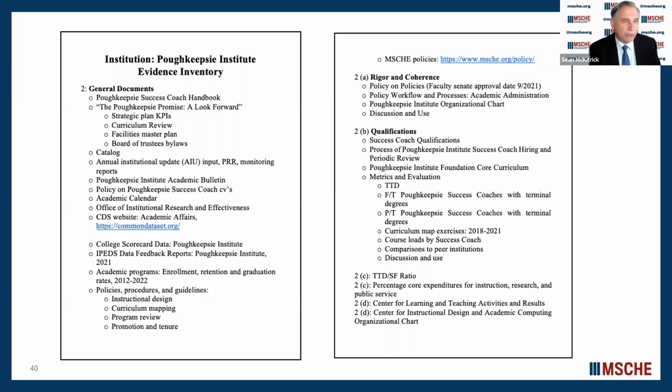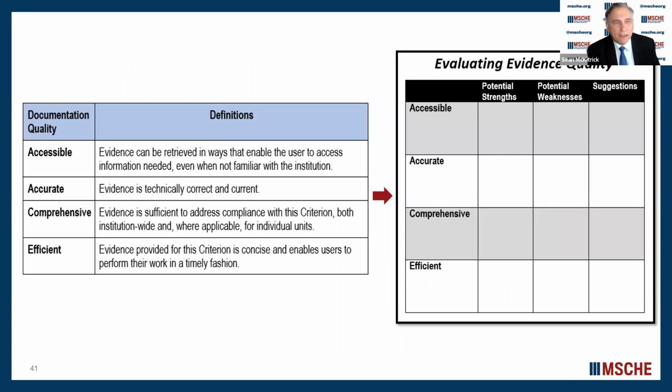So here is Poughkeepsie Institute's evidence inventory for standard 3 criterion 2. We're going to ask you to take a look at this and give us some feedback by writing your thoughts in the chat function. Next slide, please. We want you to evaluate what we have from Poughkeepsie Institute in terms of the information potentially being accessible, accurate, comprehensive, and efficient.